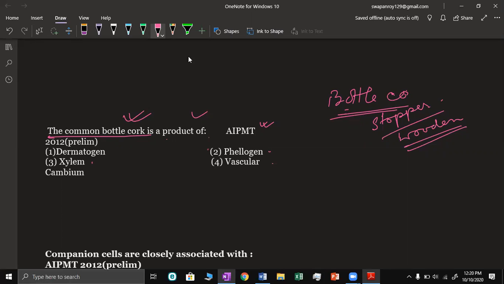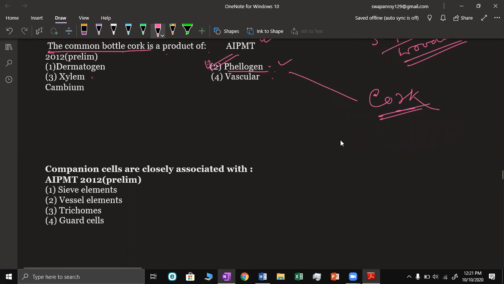Cork is a product of the cork tissue. Cork is a product of cork cambium, and cork cambium is phellogen. So the bottle cork is a product of phellogen, and this phellogen gives rise to cork. This is obtained from a gymnosperm tree.